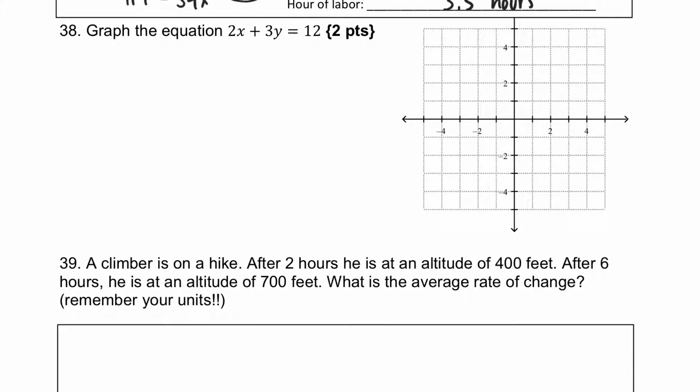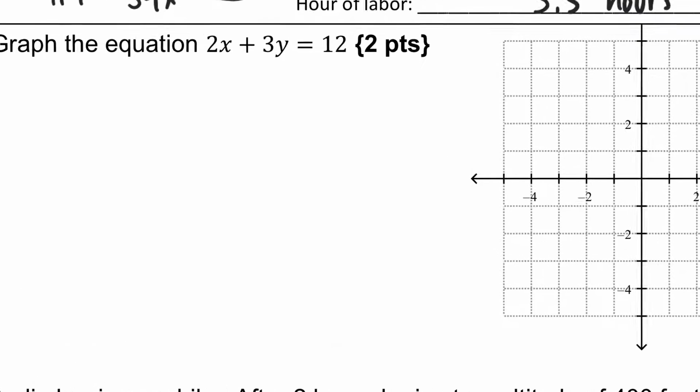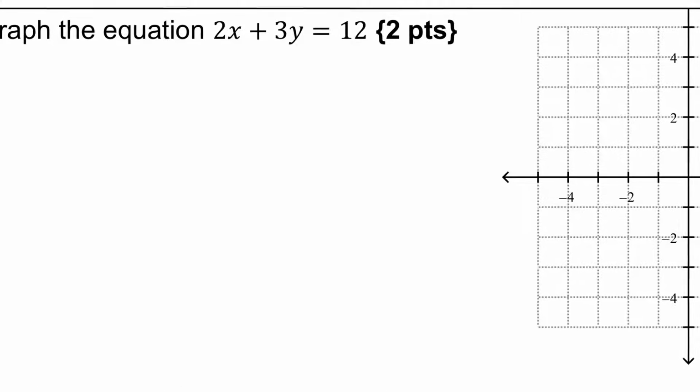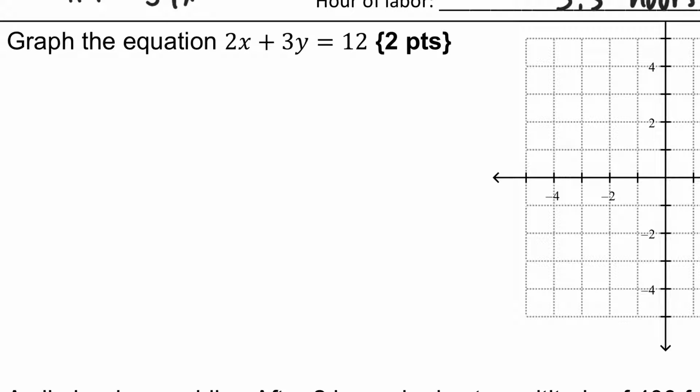All right, how about 38? Graph the equation 2x plus 3y equals 12. So you can do this all sorts of different ways. Most of you guys seem to like slope-intercept form. Some people will find the x and the y-intercepts. You can do that. Let's do slope-intercept form.